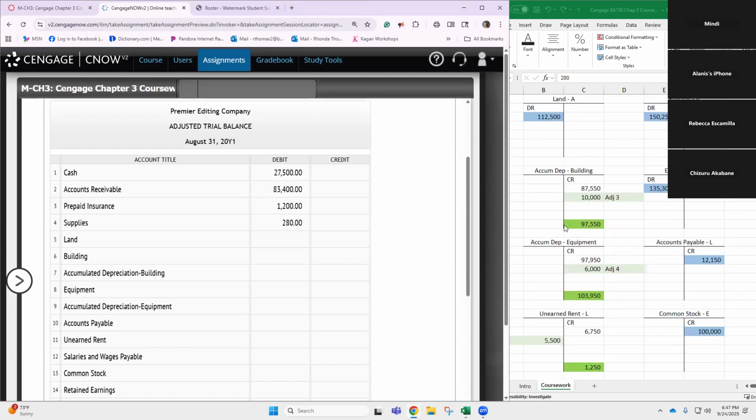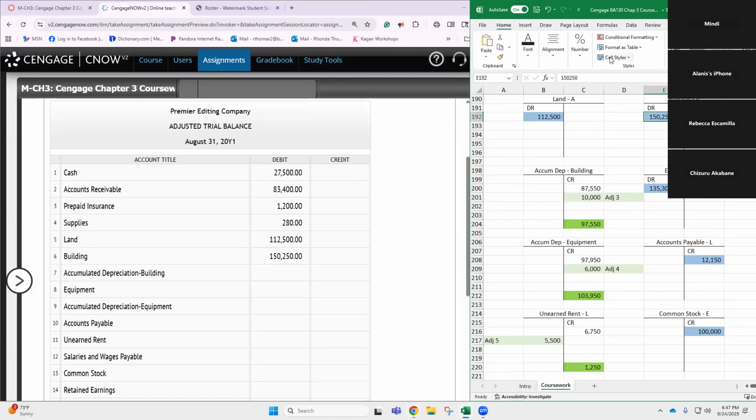How about land? Did we adjust land? Nope. Didn't adjust the building either. So just put in whatever that balance says in that T account. Okay, just put it in. Like I said, I'm trying to get rid of the decimals in here so that you can't see them, because luckily we don't deal with coins in here, thank God.